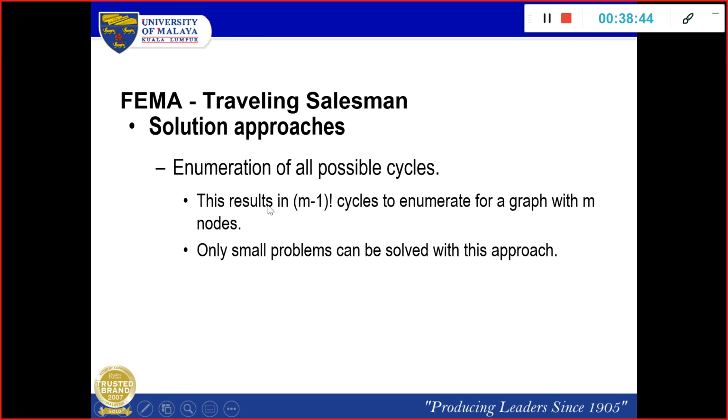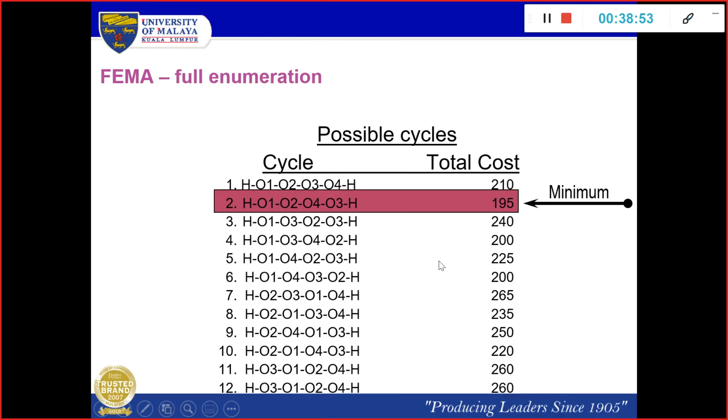Enumeration of all possible cycles. The result is M minus 1 factorial cycles to enumerate for a graph with M nodes. Only small problems can be solved with this approach. So this is a possible cycle, like home, 1, 2, 4, 3 and home. Home 1, 3. So these are the possible cycles if you plot them one by one. Okay.